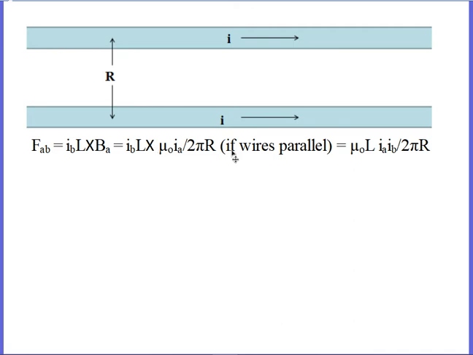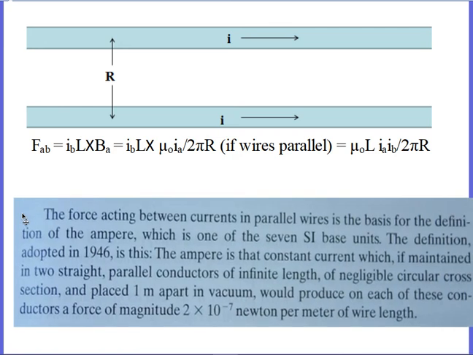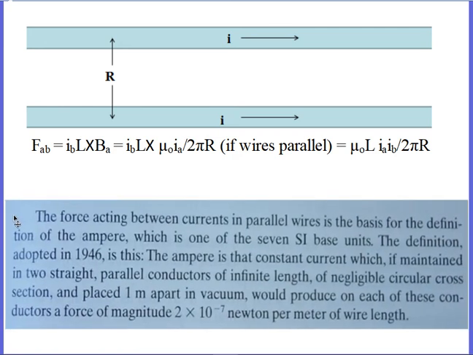If the wires are parallel to one another, then that magnetic field that you get here is completely perpendicular to this length of wire, and so I can dispense with the cross product, and I get this, which is kind of ugly looking. Why are we spending time getting ugly results? But I think it is interesting because it is exactly how the unit of current, the ampere, was defined in 1946.